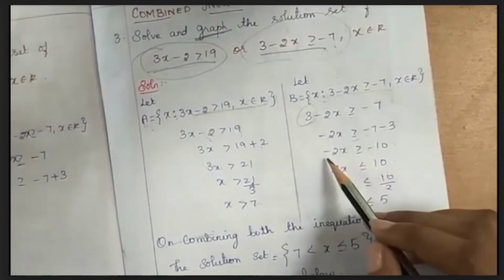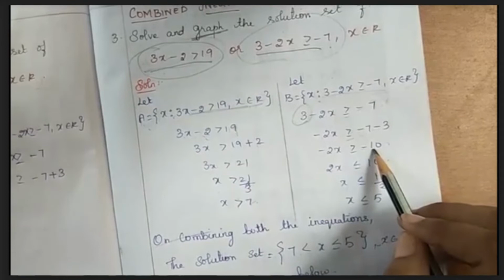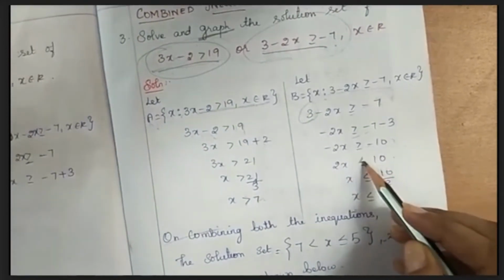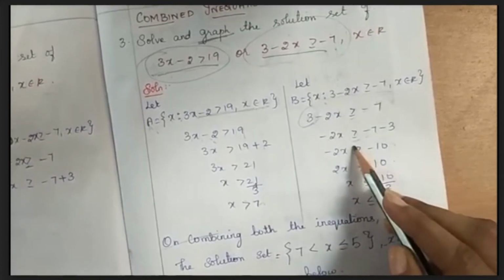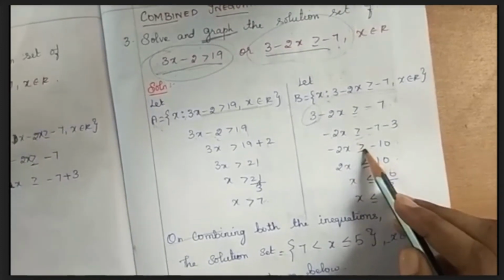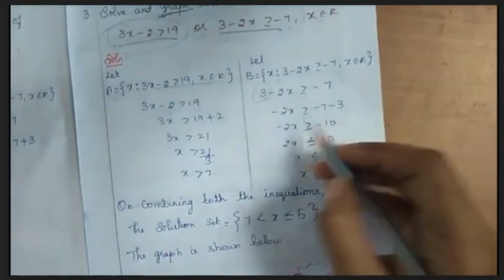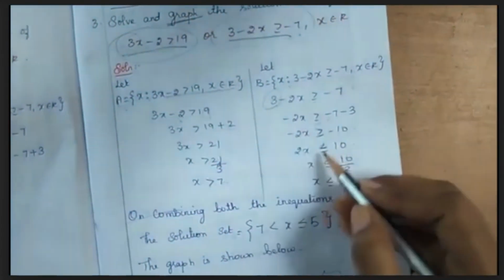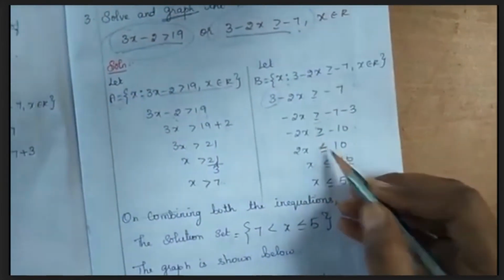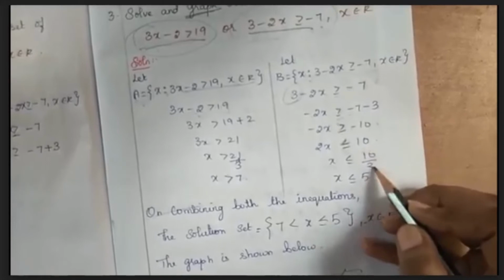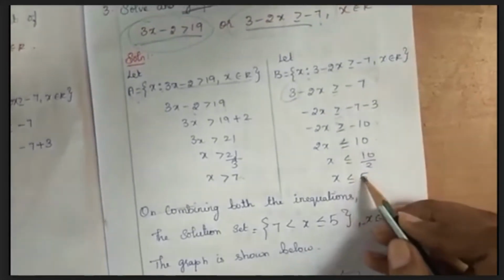Already we have seen, if both these sides are connected with the minus symbol, what you have to do? We have to change the inequality sign, right? In the previous step it was greater than or equal to. After cancelling the negative symbol, we have to change the inequality sign. So what is x value here? x is less than or equal to 10 by 2. So x is less than or equal to 5.